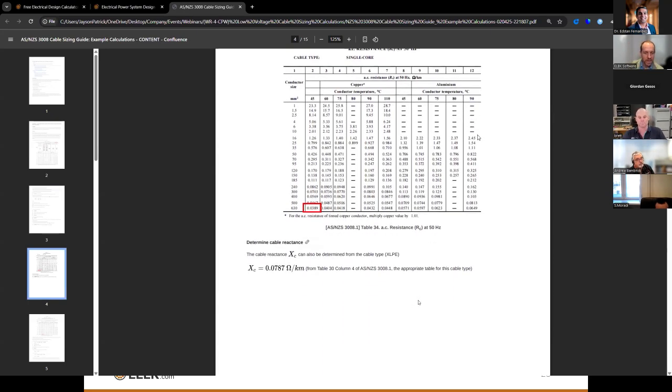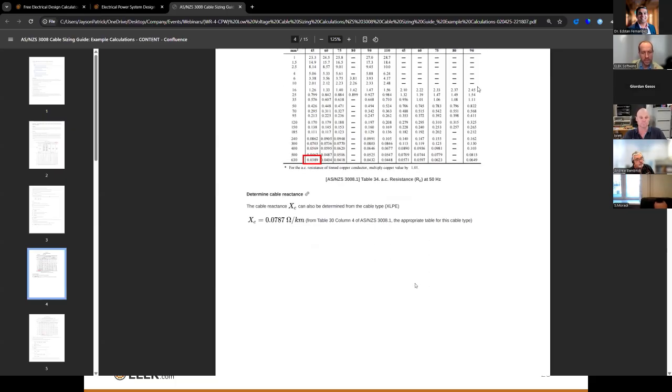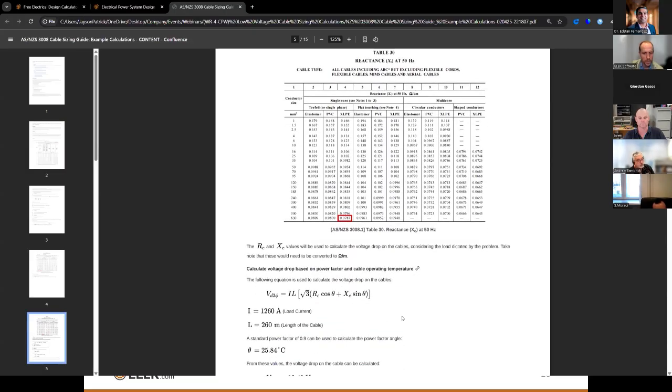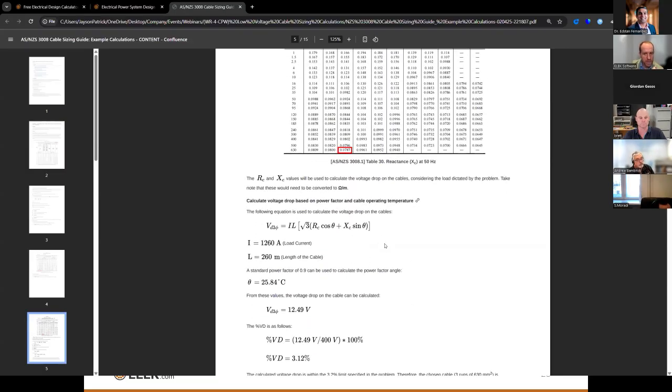We need reactance. We'll use a different table, Table 30, for the reactance value. So now we have the reactance table, single core cable, XLPE insulated, 630 square mil. This is the reactance value we need. Now we use the accurate voltage drop calculation or equation. I'm not sure if power factor was even mentioned in this problem, but we are using a standard power factor of 0.9.